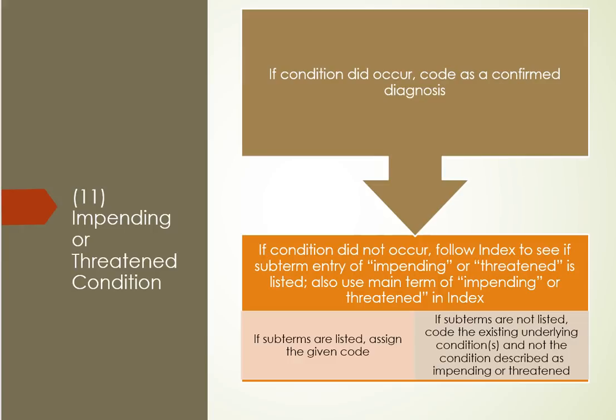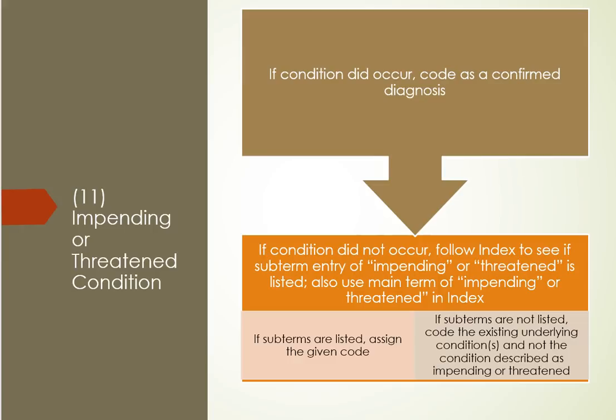If the condition did not occur, that's when things are going to change for us. First, we're going to follow the guidance in our alphabetical index to determine if that condition has a sub-entry or a subterm for the word impending or threatened. And also, you're going to reference main term entries for the words impending or threatened. So you're going to check in both places.